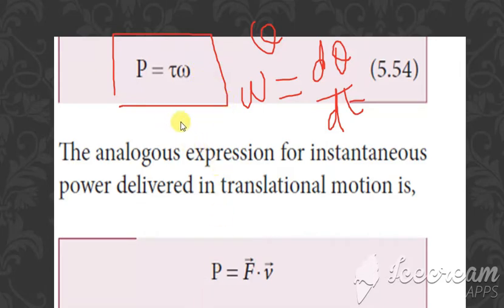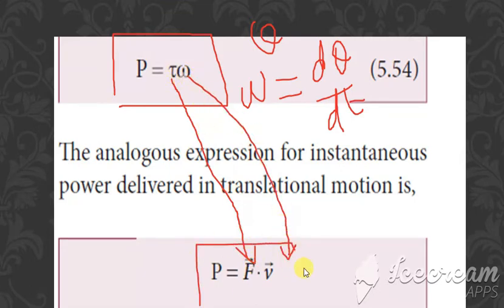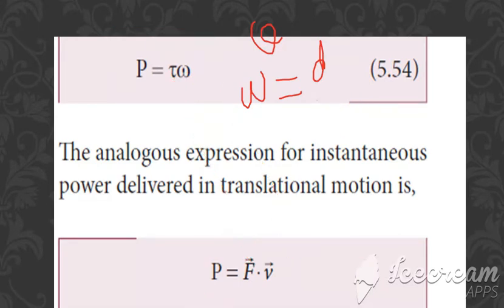If we write this in the analogous form, instead of tau I am writing F, and omega is written as V. So P is equal to F dot V. So this gives the expression for the power.